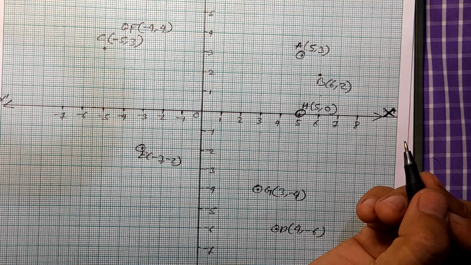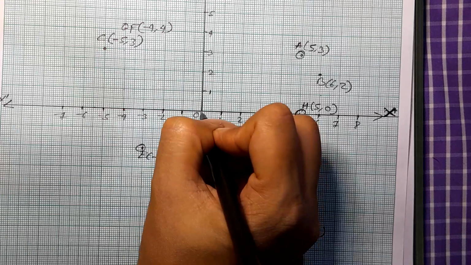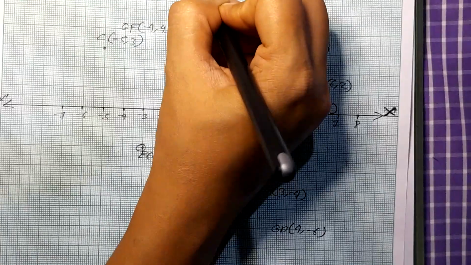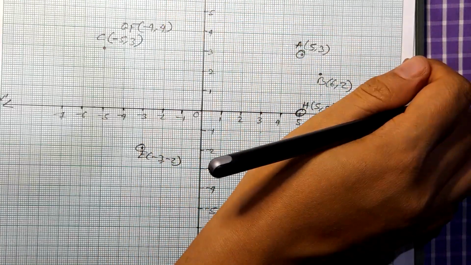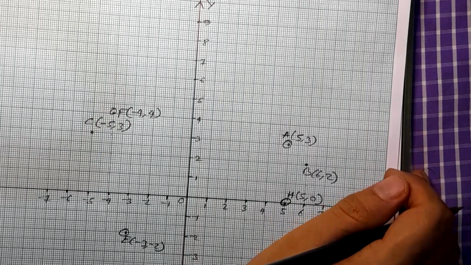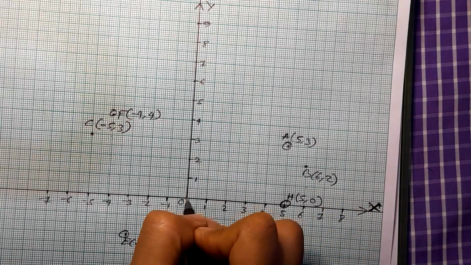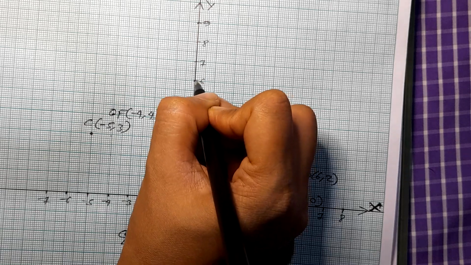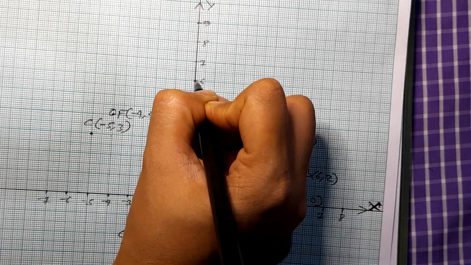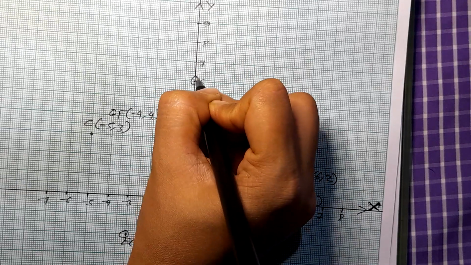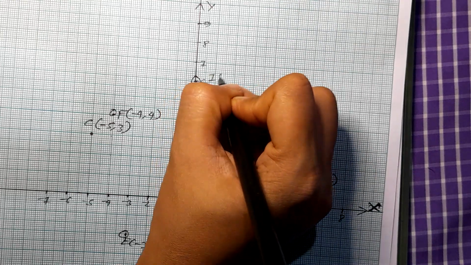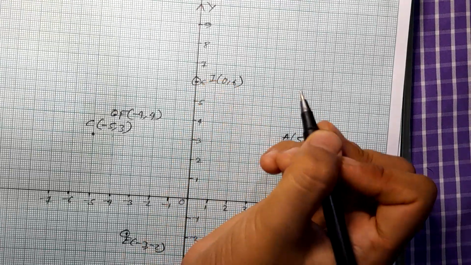Next, 0, 6. X is 0, y is 6. So it will go up to 6 on the y-axis. So it will be here, circled. What is the value? I, 0, 6.